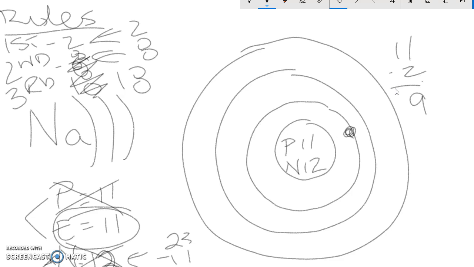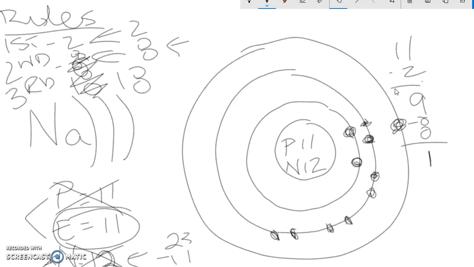So 1, 2. And then I know the second energy level can hold 8. So we're going to put 1, 2, 3, 4, 5, 6, 7, 8. Now I'm putting them together in twos because it just helps me go back and count. Now I'm going to subtract those 8, because I need to know how many more I've got to put in this third level. So I have 1 left, and that goes here.